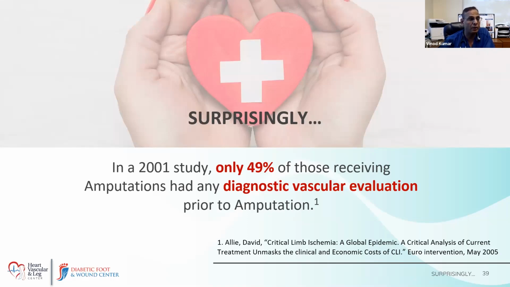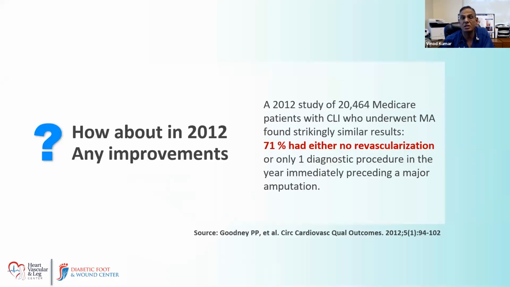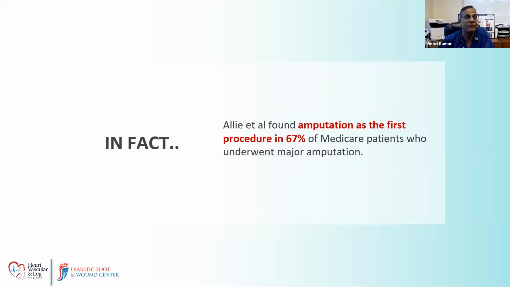But what is happening? Look at this. In a 2001 study, only 49% of those receiving amputations had any diagnostic ultrasound. Has this situation changed since then? How about 10 years later in 2012? No changes. 20,000 Medicare patients data. No significant changes. There is a study done in 2018. Has that changed much? Well, some, but still there's a significant improvement that is needed.